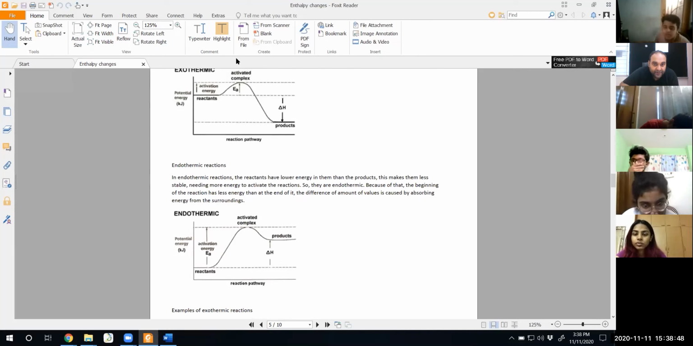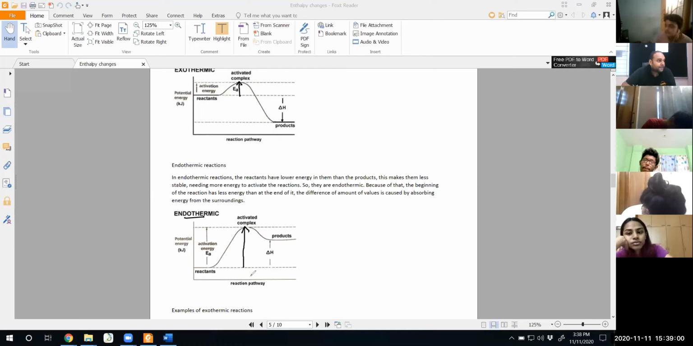So in an exothermic reaction, the activation energy is this much. But for an endothermic reaction, this is the activation energy. So you can see how high the activation energy is. If you want to overcome this activation energy, what do you need to do? You need to provide heat from an external source. The external source would be a Bunsen burner, a water bath, any heat source.